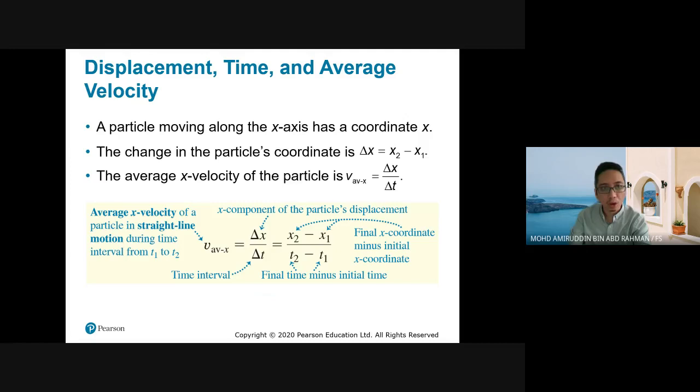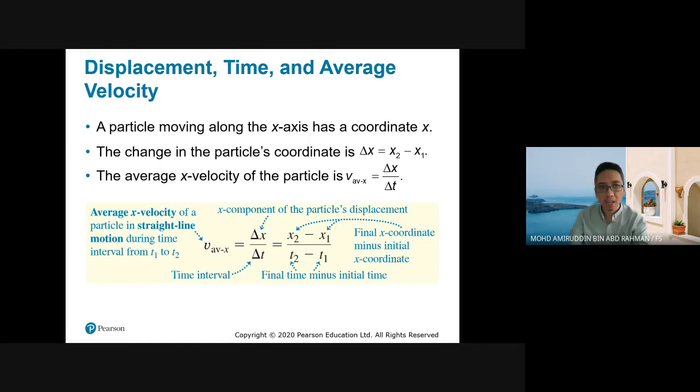Okay, so how to relate that? Let's say we have a particle moving along the x-axis and it has a coordinate x. You need to imagine that, and then the change in the particle's coordinate. Let's say you're moving from x1 to x2, and the change is delta x. Let's say x1 is 1, your position is 1, and your x2 is 10. So the delta x will be 9, right?